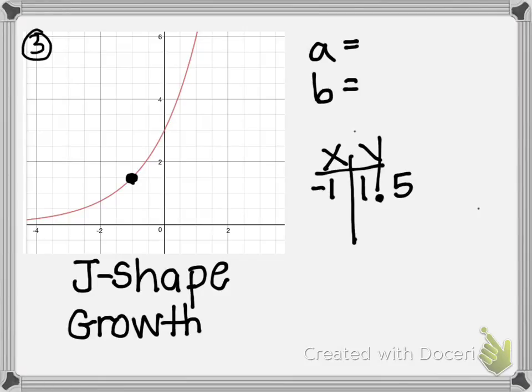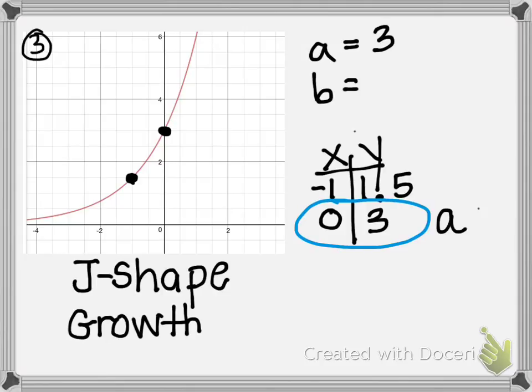All right, and then I have another perfect point, which is at (0, 3). Now, the y-intercept should be obvious because the y-intercept is always when the x value is 0. So this should be my a, so we're going to put a 3 here. And now we have to focus on what the base is, or the growth factor.